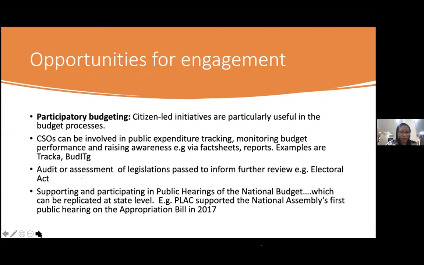And I also mentioned supporting and participating in public hearings of the national budgets, which can be replicated at the state level. This was something that was not being practiced. In fact, I think it was in 2017 that PLAC supported the National Assembly's first public hearing on the appropriation bill. Before then, all the conversations were held at committee level and only with MDAs. But we told them it would be good to have civil society and citizens involved in hearings on the appropriation bill. So now it's open to civil society. That's an opportunity also for engagement.